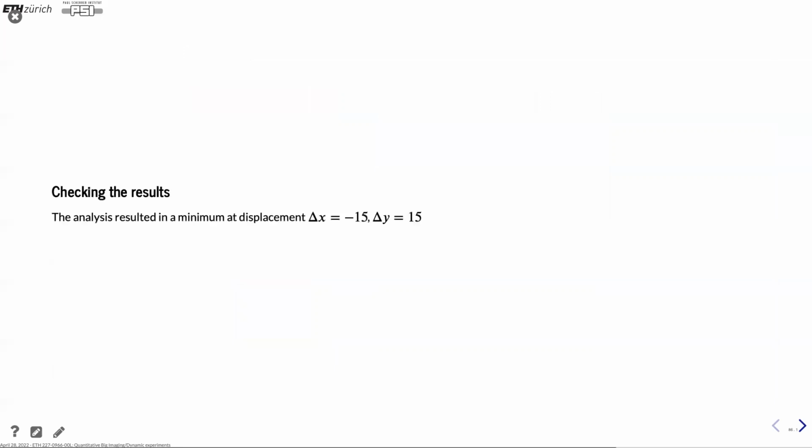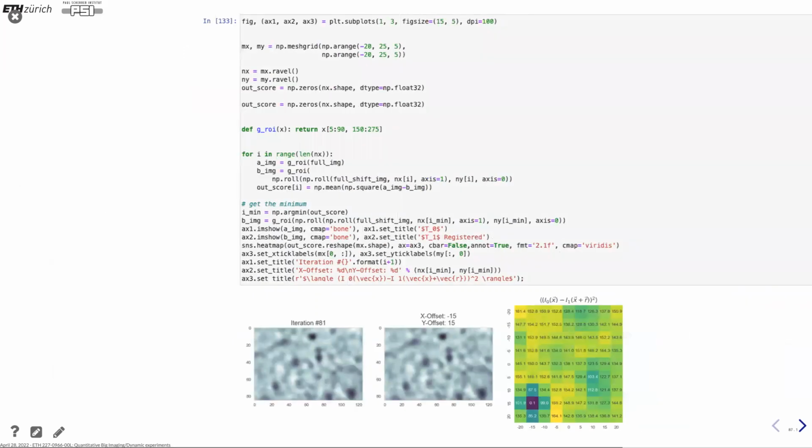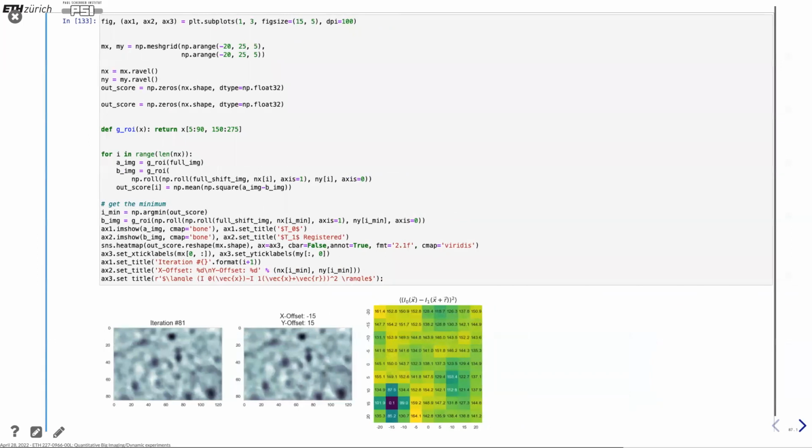And the result should be -15 and 15. And looking at this correlation, this mean squared error, you can see that we have a nice hit here at 15 and -15. So that should be a good hit in this case.